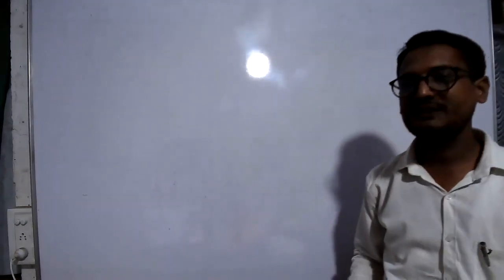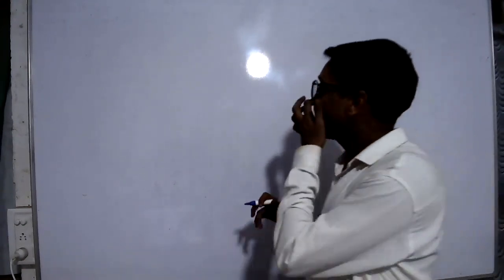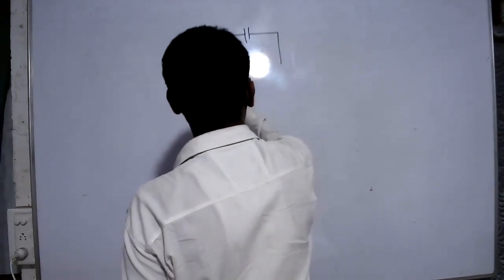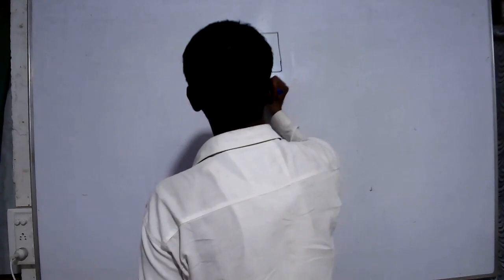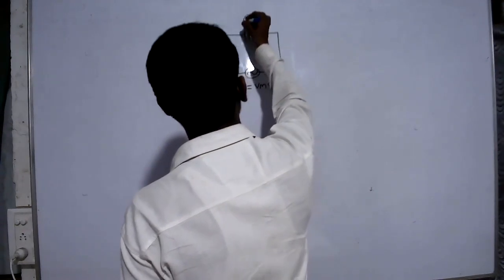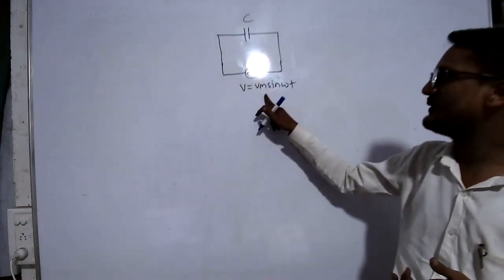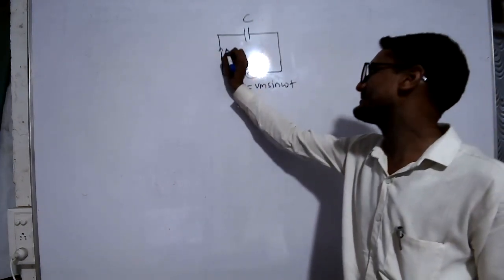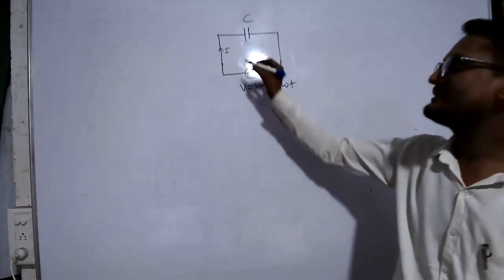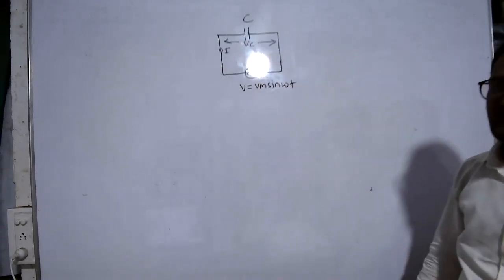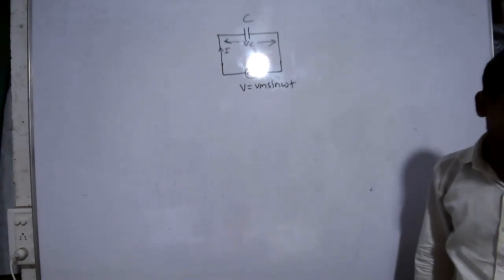Now, pure capacitive circuit, or pure capacitance in an AC circuit. Suppose a pure capacitance C is connected across an AC source V equals Vm sin omega t. If the supply is on, current I starts flowing through the capacitance, and due to the current there is a voltage drop across the capacitance, which is denoted by Vc.